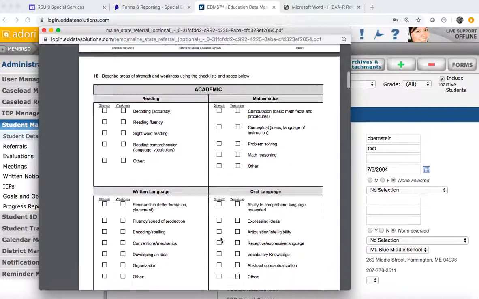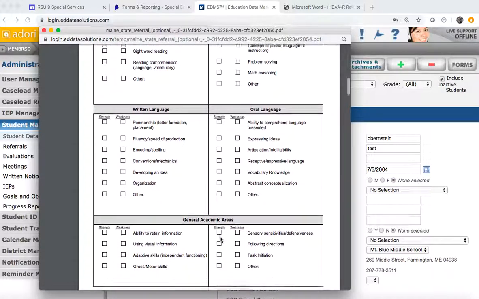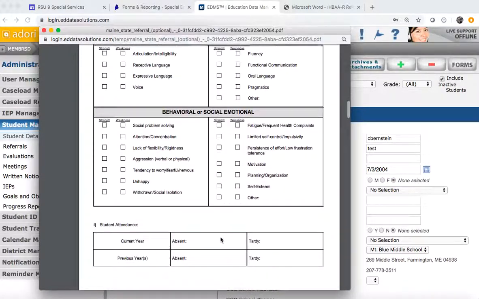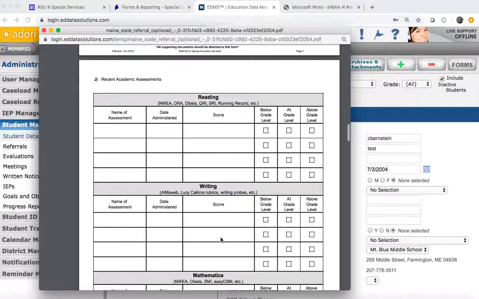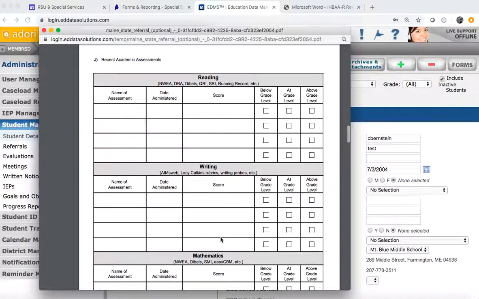The areas of strengths and needs as determined by the referring party, and student attendance. Recent academic assessments, we have this on our referral form also, the name of the assessment, when it was administered, the score, and then if that's below, at, or above grade level for reading, writing, and math.